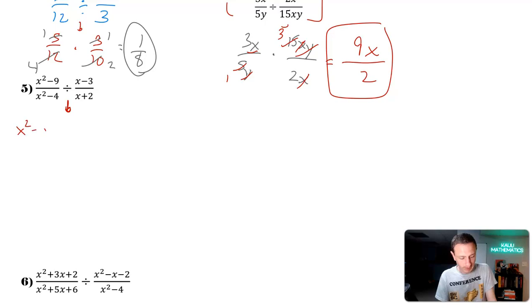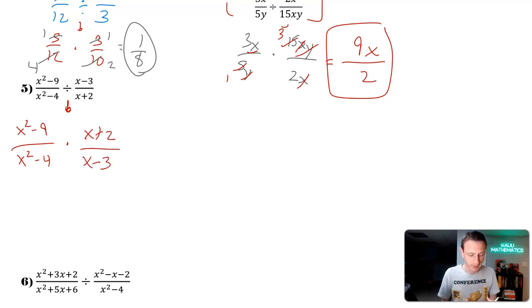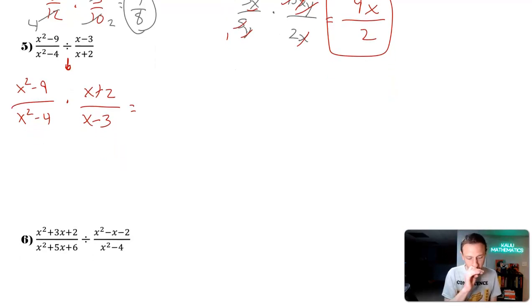So I have x squared minus 9 over x squared minus 4, times x plus 2 over x minus 3. Obviously you can factor as you do this, you don't have to rewrite it as a whole new problem every single time, but just for this first one at least, I'll show you that process. I wrote it as multiplication, I took the reciprocal of the second fraction. Now we look to factor everything. On the top left, I have a difference of 2 squares. So that's going to be x minus 3 times x plus 3.